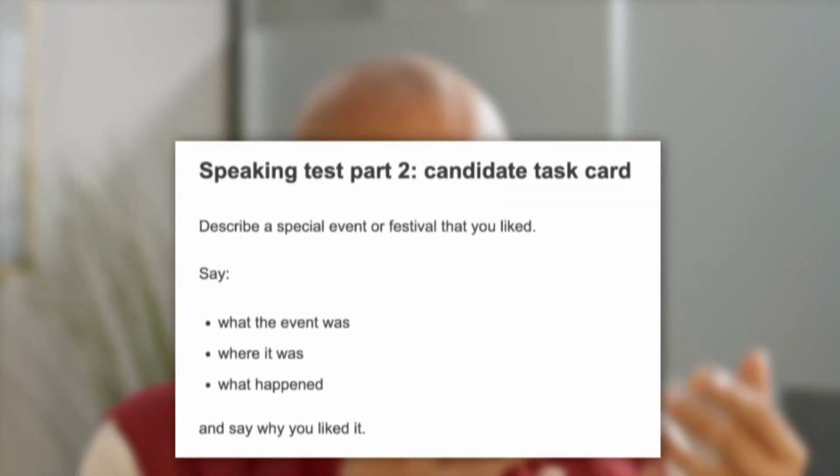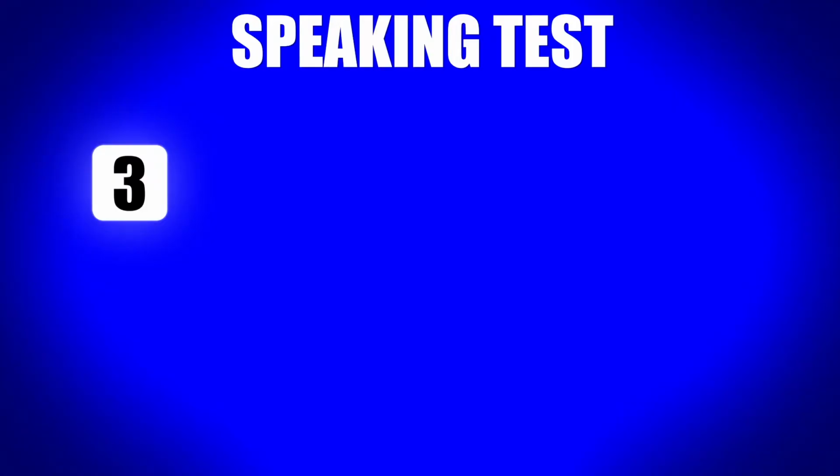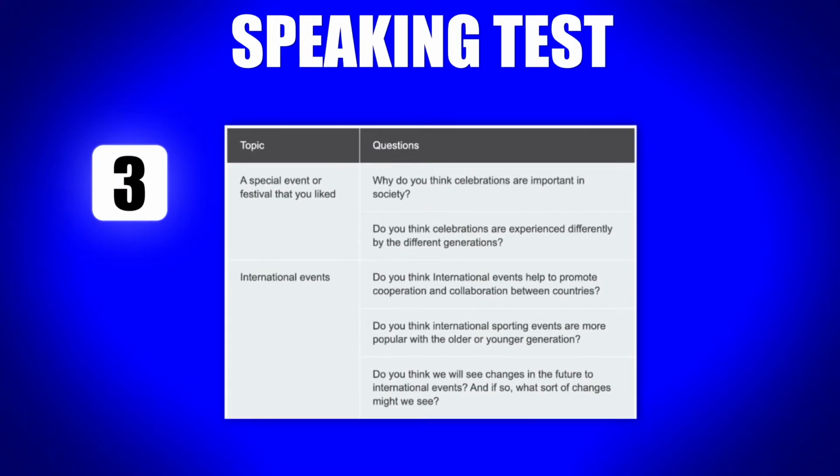Now, the way this works is that the examiner will give you a task card with a topic and a few questions related to that topic, like the one on your screen. The examiner will give you 1 minute to prepare and make notes, and then when your 1 minute is over, you will be expected to speak about the topic for up to 2 minutes without stopping. And once this is complete, you will then move on to part 3 of the speaking exam, which is the final part of the speaking test.